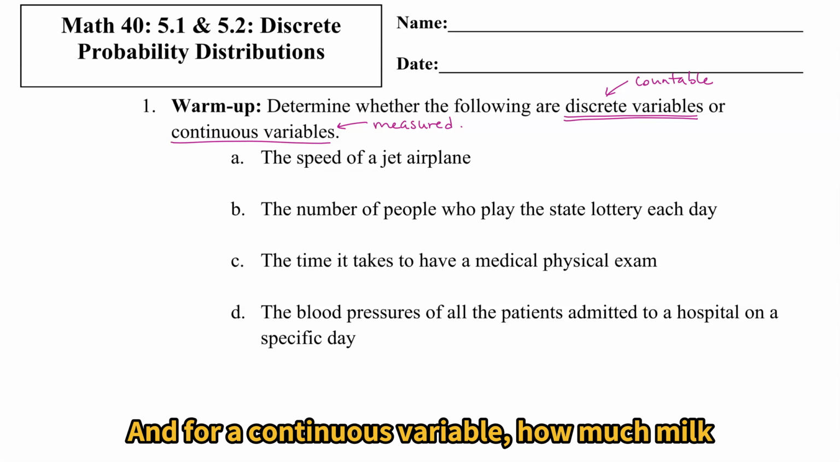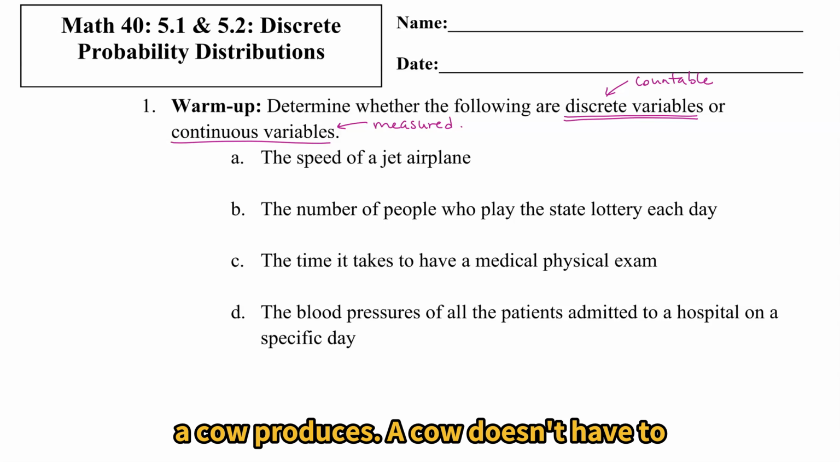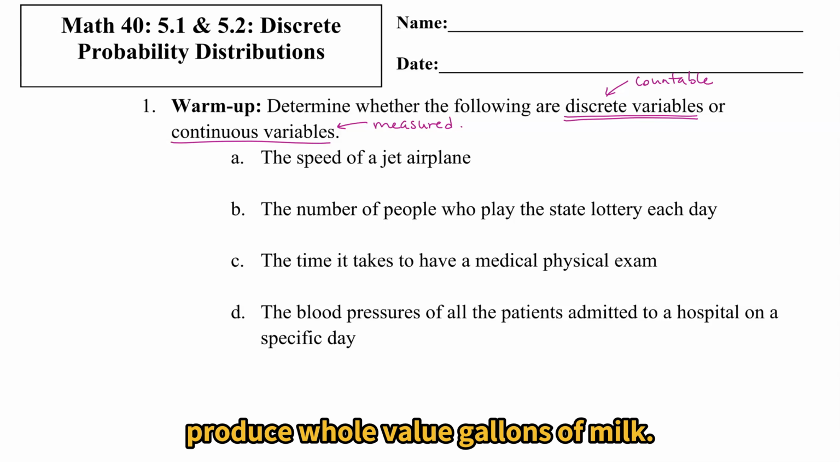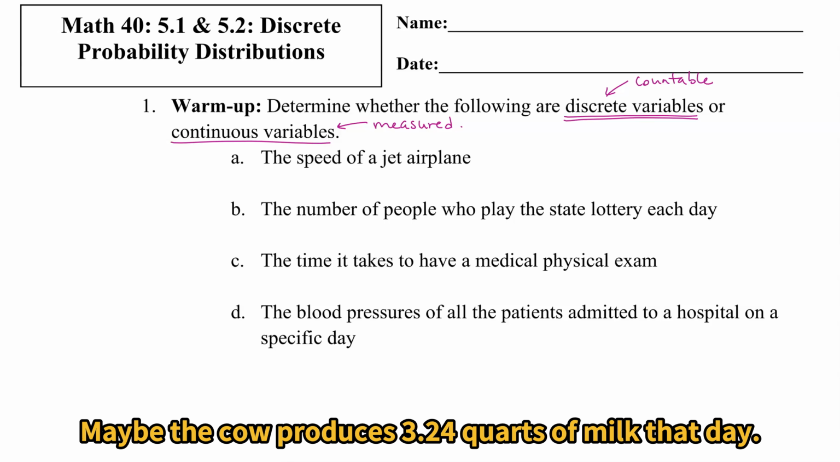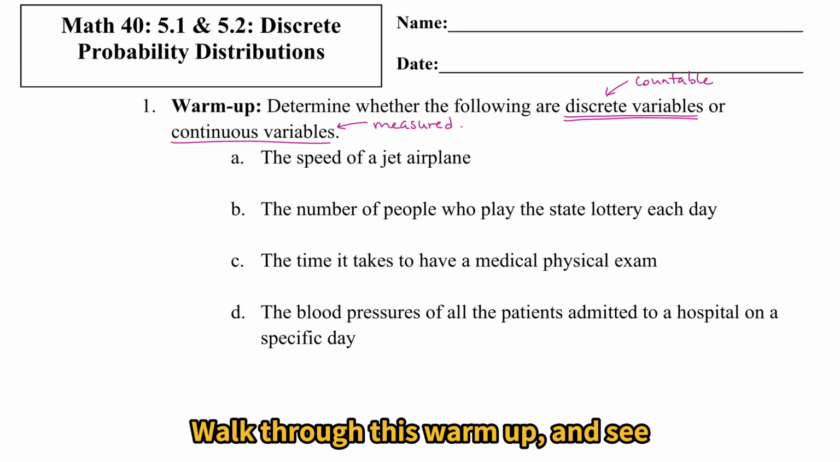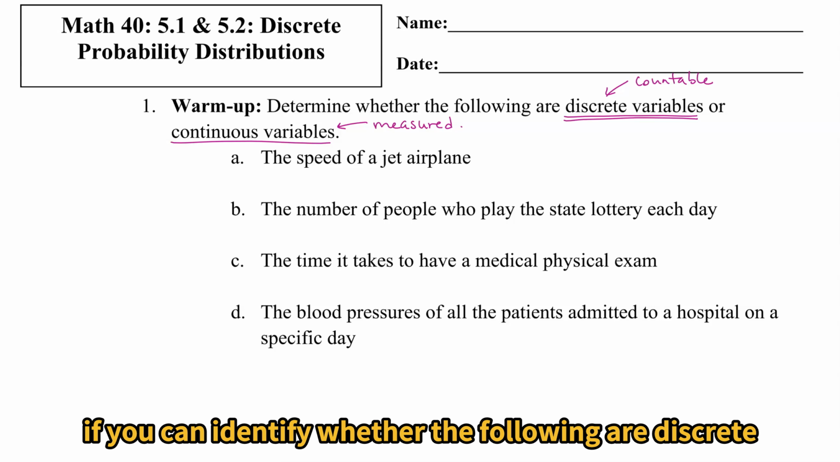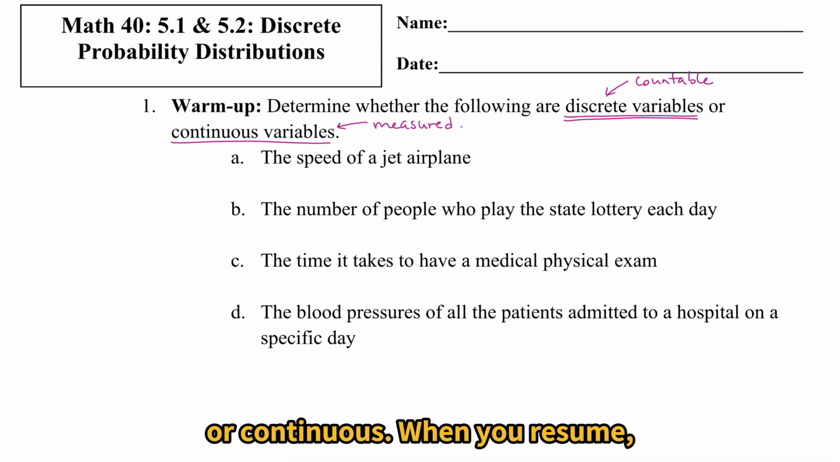And for a continuous variable, how much milk a cow produces. A cow doesn't have to produce whole gallons of milk. We have to measure it using a measuring cup. So we could say maybe the cow produces 3.24 quarts of milk that day. Walk through this warm-up and see if you can identify whether the following are discrete or continuous. When you resume, I'll have the answers for you.